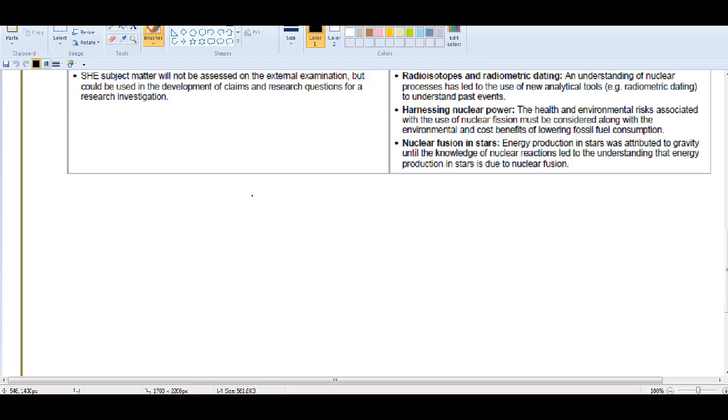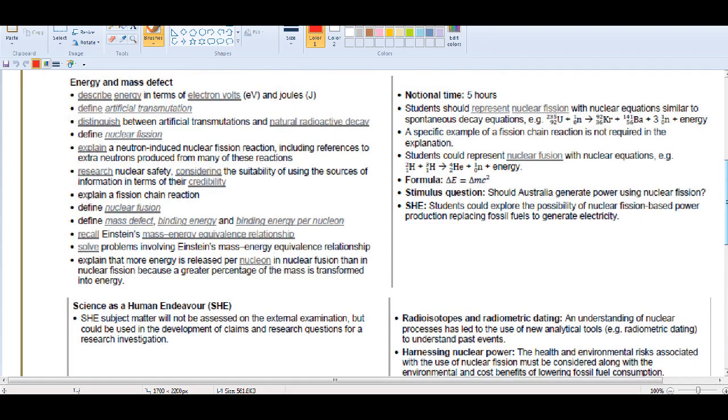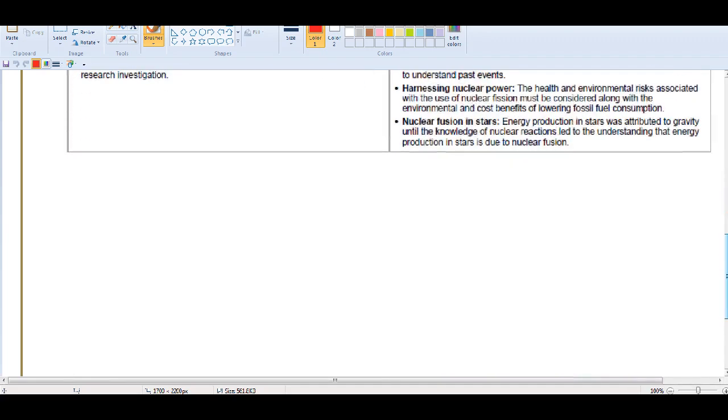Okay, in our previous videos we've discussed the nature of nuclear transmutations. So here's the curriculum. All right, so we know that nuclear transmutation, there are several types.